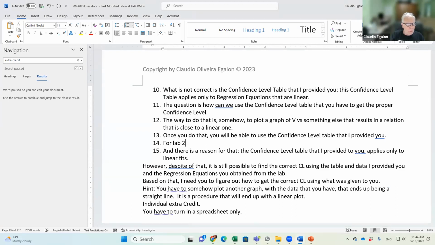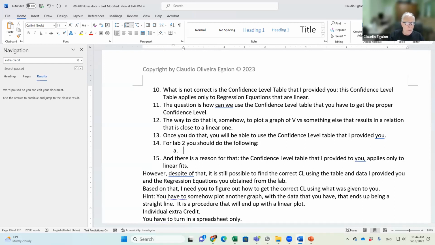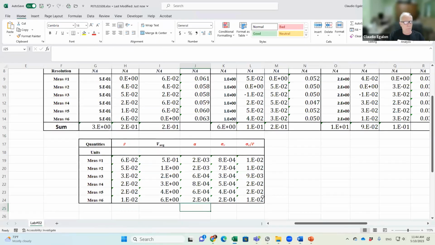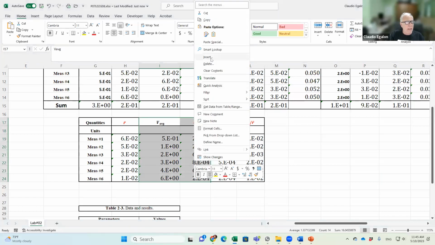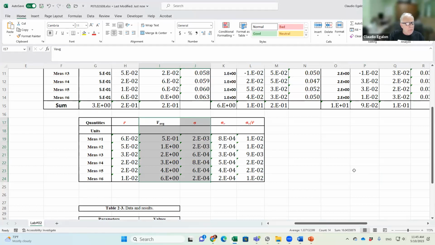For lab 2, now I'm going to make things a little bit easier for you. You should do the following. A. Lab 2. Notice that we plot V average versus R, right? That's what we did. I need you to insert 2 columns here. Go back to your spreadsheet lab 2 and insert 2 columns to the left of the average.